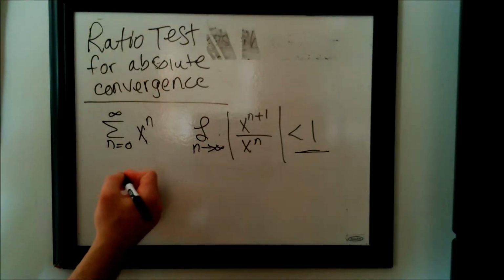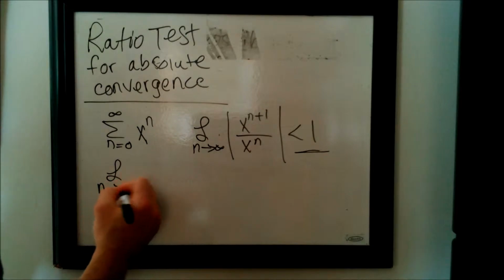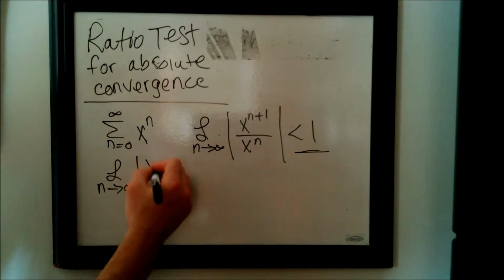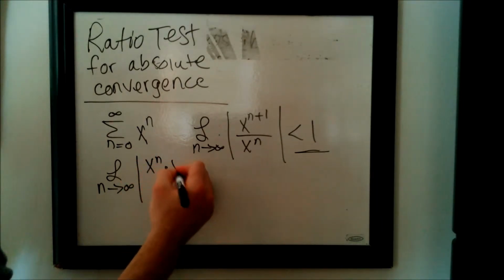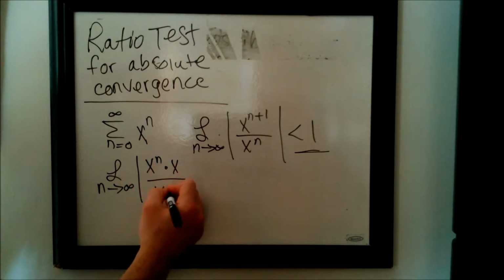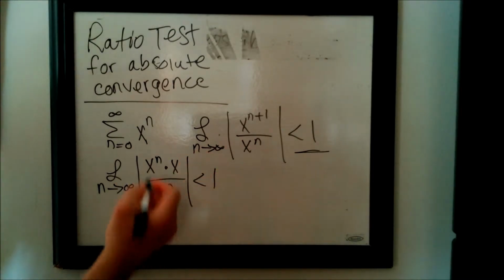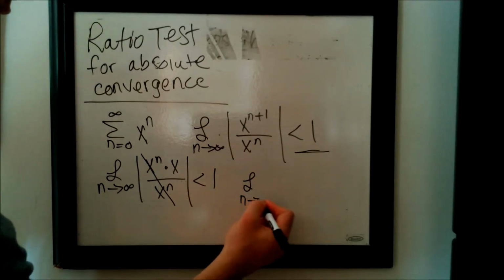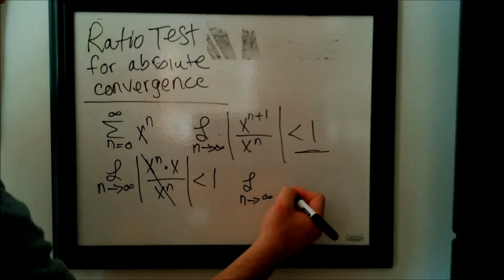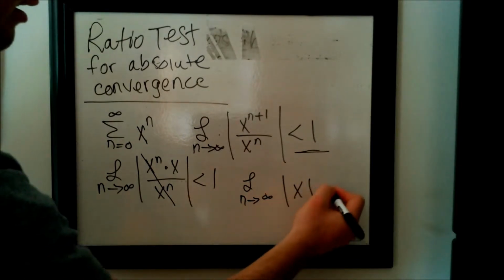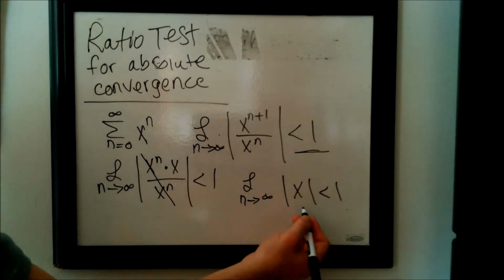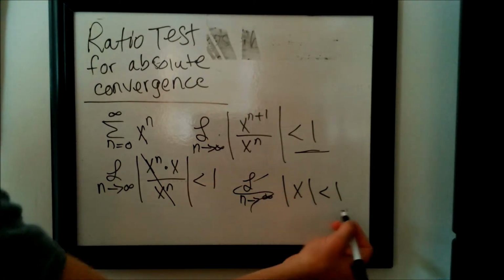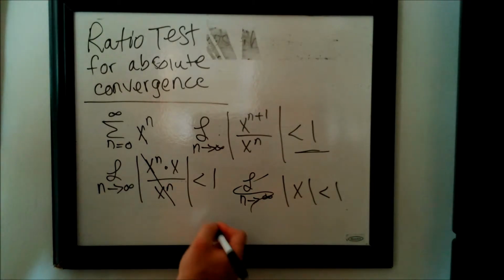So, what we'll do is we'll have the limit as n approaches infinity, and x to the n plus 1 is just x to the n times x all over x to the n, still less than 1, and these will cancel out, so we're left with the limit as n approaches infinity of the absolute value of x less than 1. Well, there's no n left in our terms, so this doesn't matter anymore. So we're left with the absolute value of x less than 1.